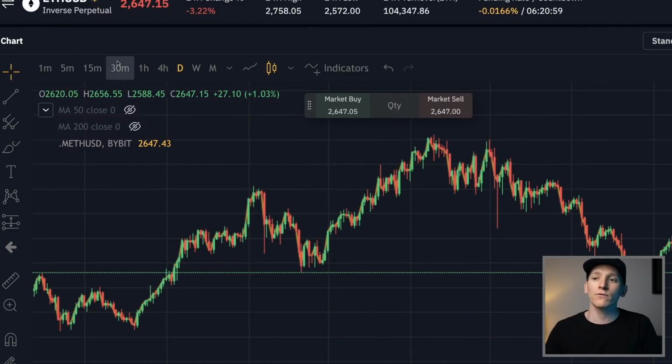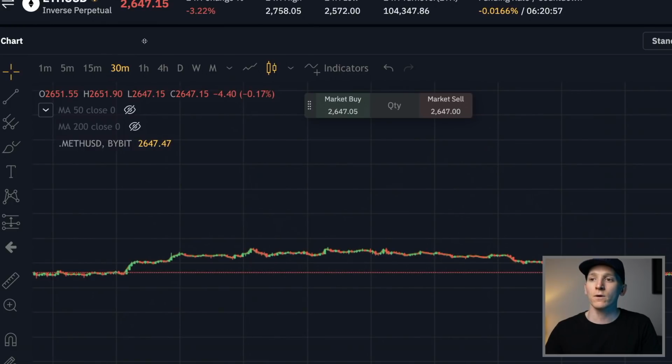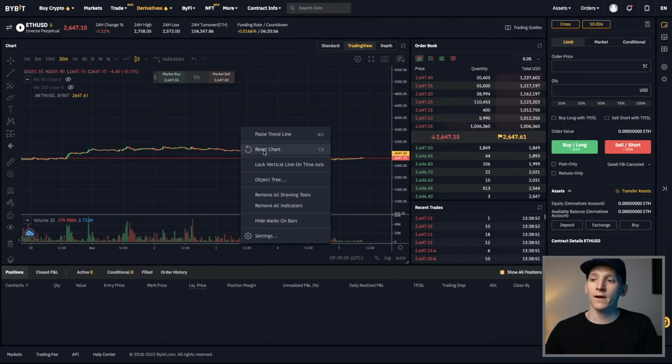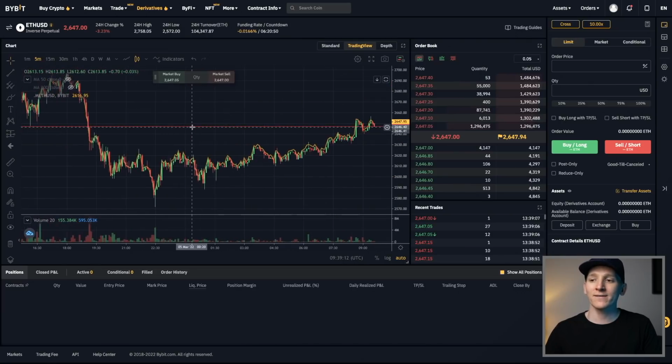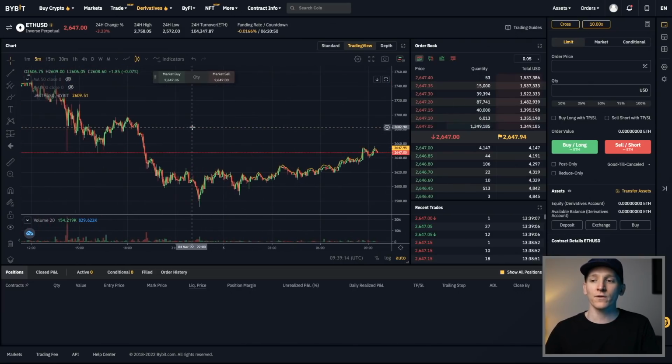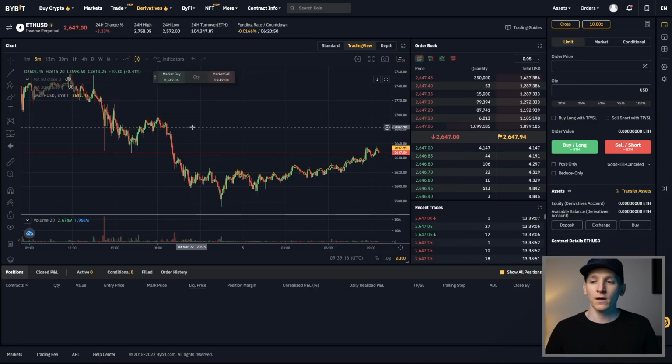So I can come over to a 30-minute chart, for example, and you can see you can right click and then choose reset chart and it gives you this option. I can get even more in depth with a 5-minute chart. Each candle is now a 5-minute period of time. You can see just how different they are. This is the 5-minute chart, and what you can actually see is an uptrend occurring right here.